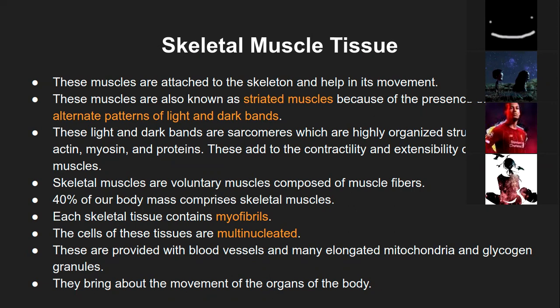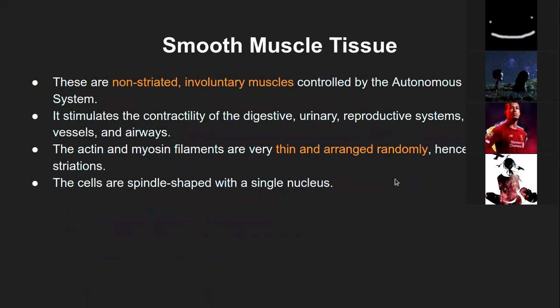Okay, so then going to the second type, that is smooth muscle tissue. Now, these are non-striated. Now, again, can someone tell me what this non-striated would mean here?